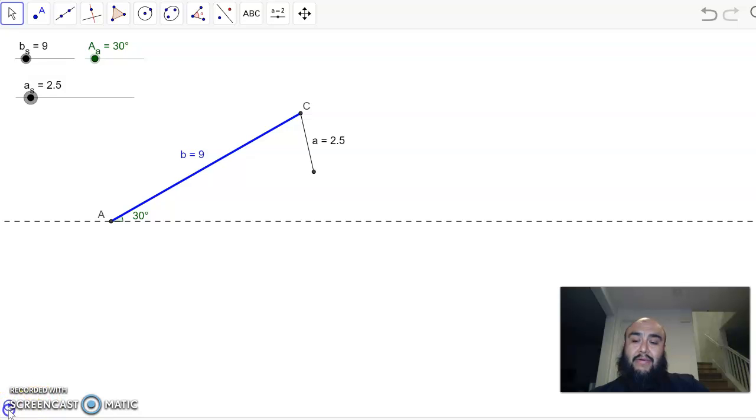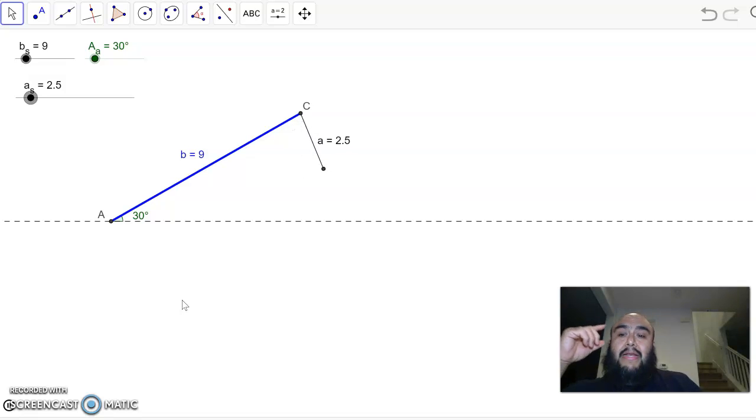Now if I do a little animation here, we'll see. You notice that horizontal dashed line is fixed. Side C must be along that dotted line, and the length of it really depends on side A. As we can see, if we're given these conditions, we would conclude that there is no triangle that can be formed here.